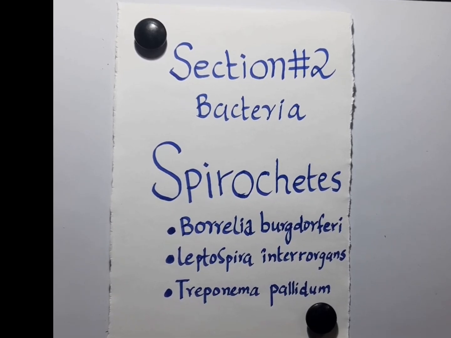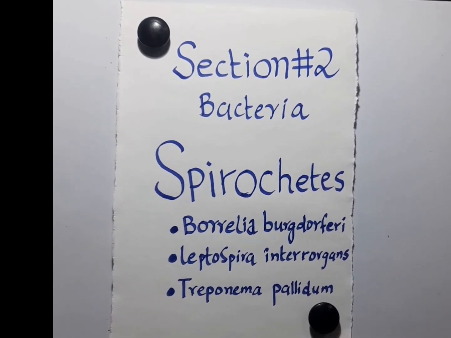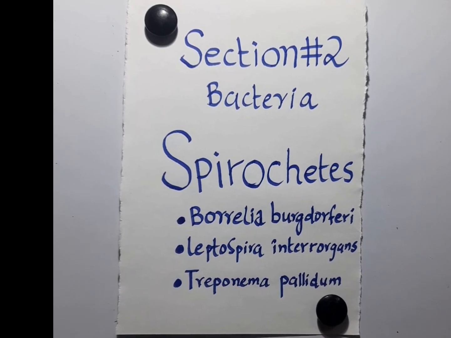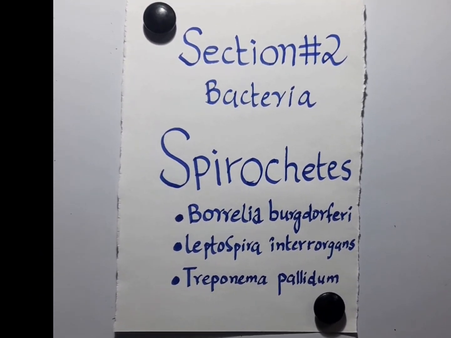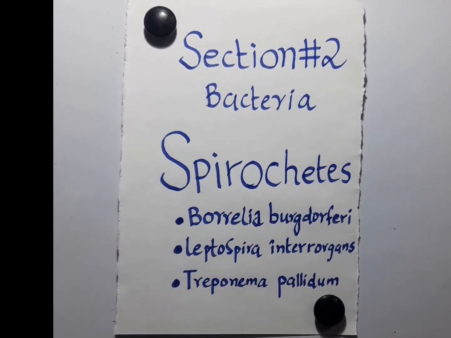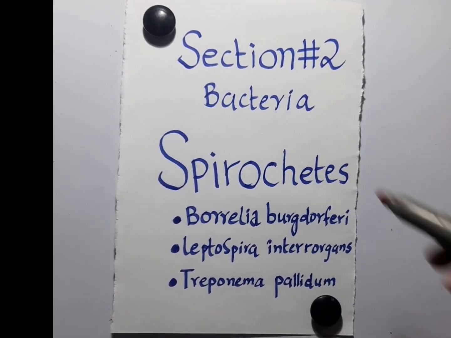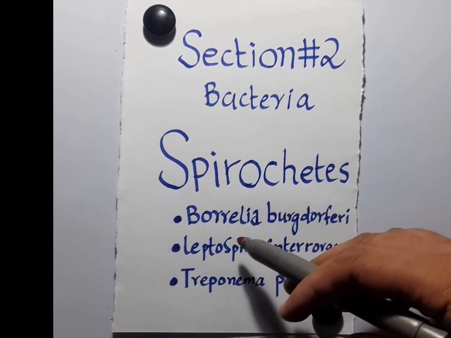Today we will discuss section number 2, bacteria. If you have not watched the video of section 1 of our bacteria, where we discussed previously about mycobacteria and their species, go back and watch and continue to learn the bacteria with us. In this section 2 of bacteria, today we will discuss spirochetes and the 3 species of spirochetes.